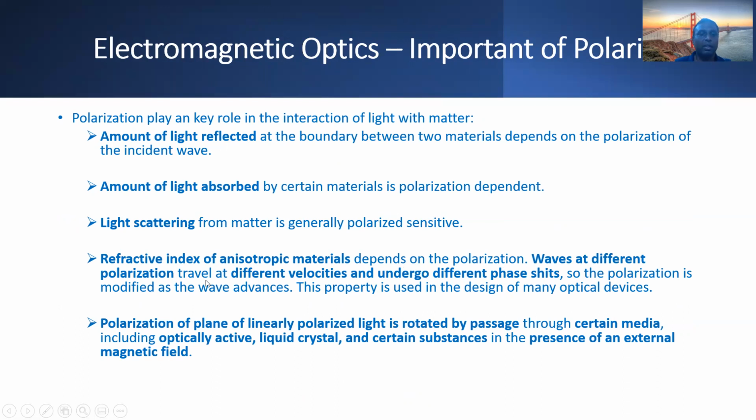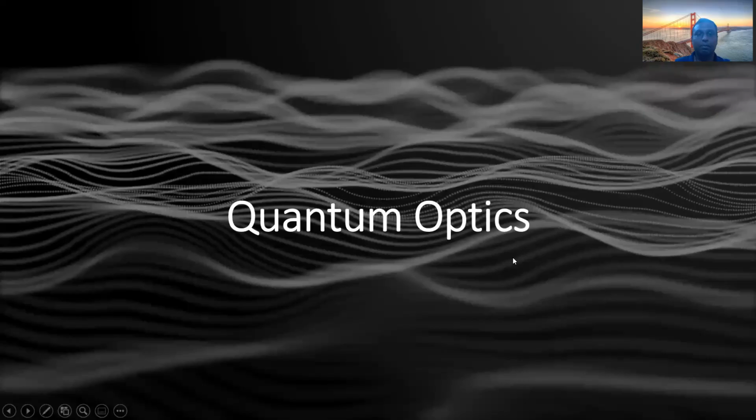Waves of different polarization travel at different velocities and undergo different phase shifts, so the polarization is modified as the wave advances. This property is used in the design of many optical devices. The plane of polarization of linearly polarized light is rotated by passage through certain media, including optically active substances, liquid crystals, and certain substances in the presence of an external magnetic field.